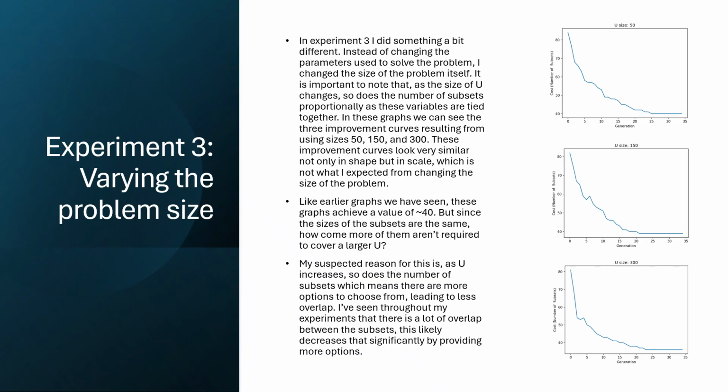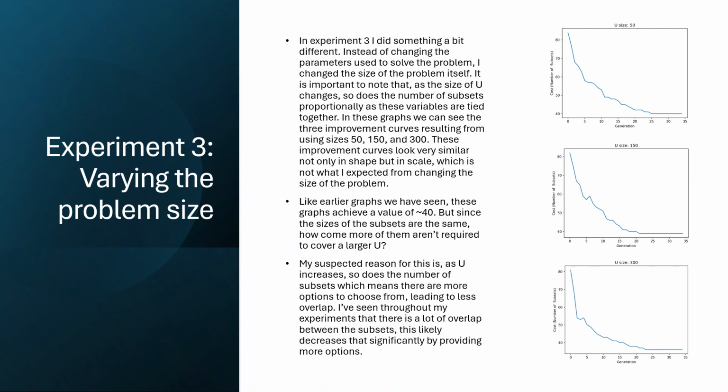So in these graphs, we can see the 3 improvement curves resulting from using sizes 50, 150, and 300 for the length of U. These improvement curves look very similar not only in shape but in scale, which is not what I expected from changing the size of the problem. You wouldn't expect that they'd reach the same relative range of optimal solution. But like earlier graphs, we have seen these graphs achieve a value of around 40 as the minimum number of subsets they can reach to reach a valid solution.